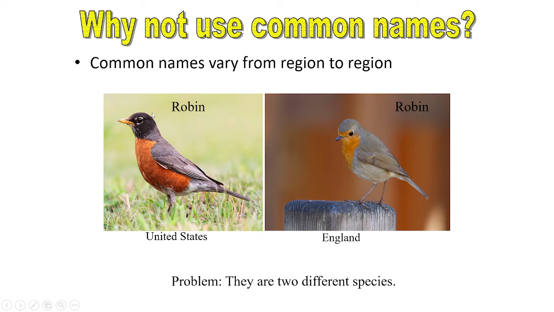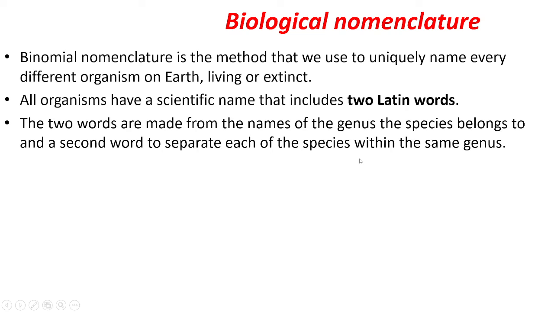Then why pronounce them as robin only? So now this is the question. That's why we generally reject this common name system. Binomial nomenclature is the method that we use to uniquely name every different organism on earth. All organisms have a scientific name that includes two Latin words. One is the genus and the other is the species name.